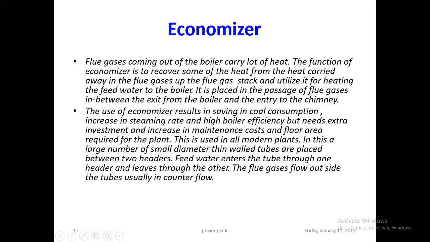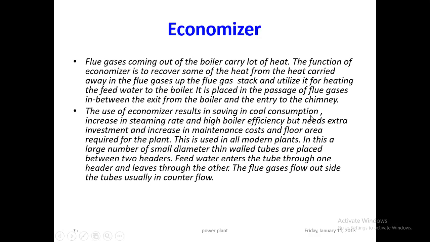That particular feed water is treated water from the chemical treatment plant, which is pumped through pipes to the level of the economizer. The economizer is placed in the passage of the flue gases, between the exit from the boiler and the entry to the chimney. At the end, the gases flow out to the environment from the chimney. The use of the economizer results in saving of coal and combustion.